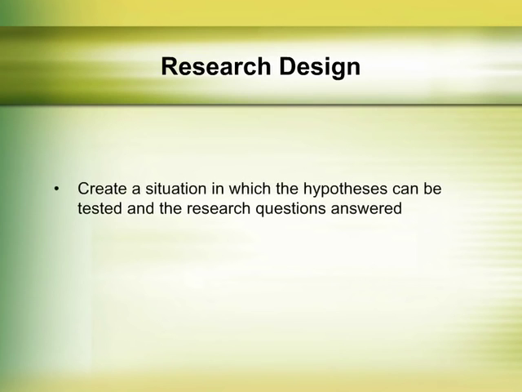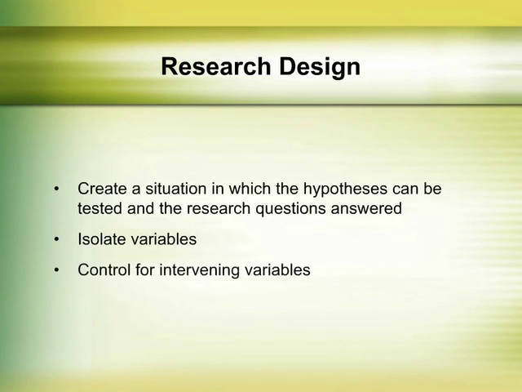Once the research questions and hypotheses are solidified, the researcher must select a design that will create a situation in which the hypotheses can be tested and the research questions answered. Ideally, the research design will isolate the study's variables and control for intervening variables so that one can be certain of the relationships being tested. In educational research, however, it is extremely difficult to establish sufficient controls in the complex social settings being studied.